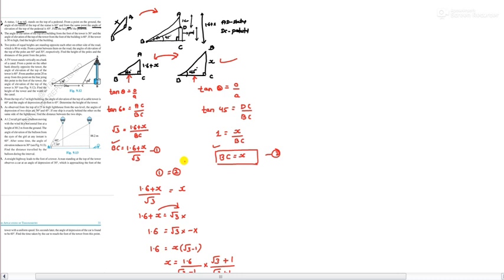Those who have raised their hand, you can ask your doubt if you have any. No doubt?